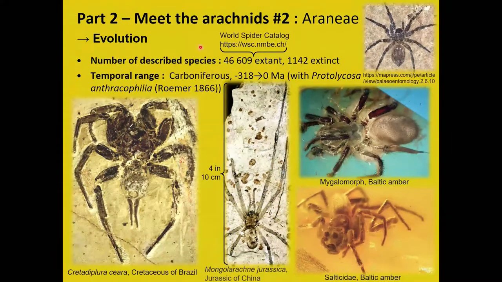For the evolution, we know spiders from the Carboniferous, as I said, which was a time of enormous forests, when they diversified the most. We know about more than 1,000 extinct species, which is quite impressive. And we have exceptional fossils of spiders, some quite big, but most very, very tiny. As you can see, there are very old fossils for some of them, and they look exactly like our modern spiders.